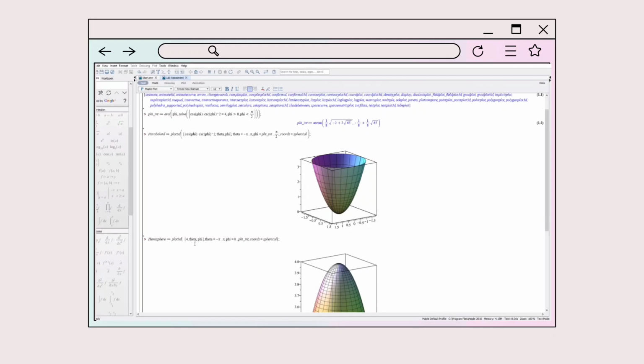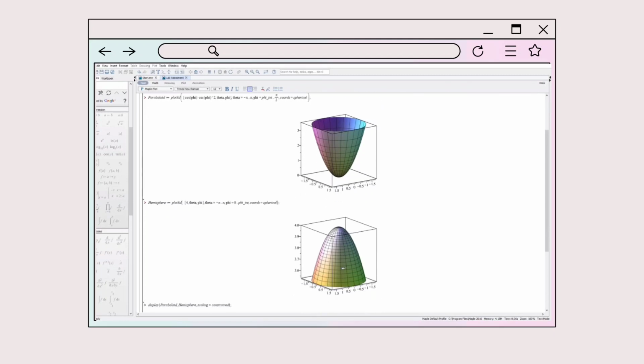For the hemisphere, I use this code, which is rho equal to 4. Why 4? Because I get that from the hemisphere equation, and the range for theta is from negative pi until pi, and for phi I use 0 until the value of phi we found from this, and this is the shape I get.